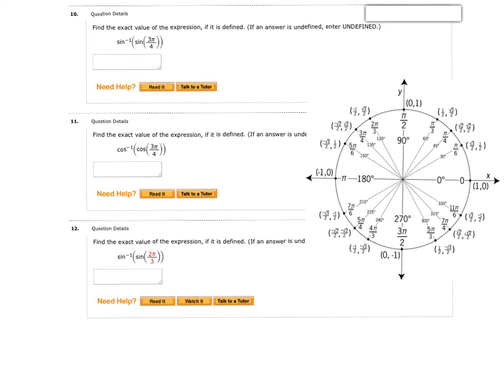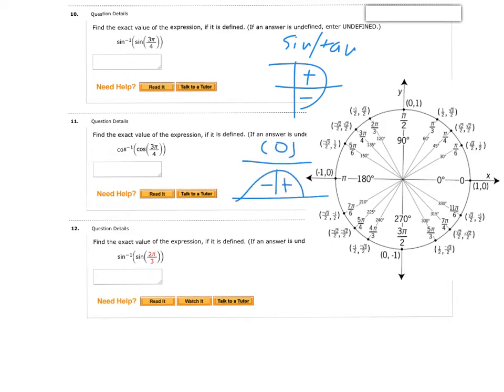For this one, whenever the inverse is on the outside, you really just need to make sure that it follows our rules here for sine and tan inverse, which are quadrants 1 and 4. And then for cosine, it would have to be either quadrants 1 or 2. So for this one here, I see that 3 pi over 4 is in quadrant 2, and so that does not work for sine. And so I need to do this one piece by piece.